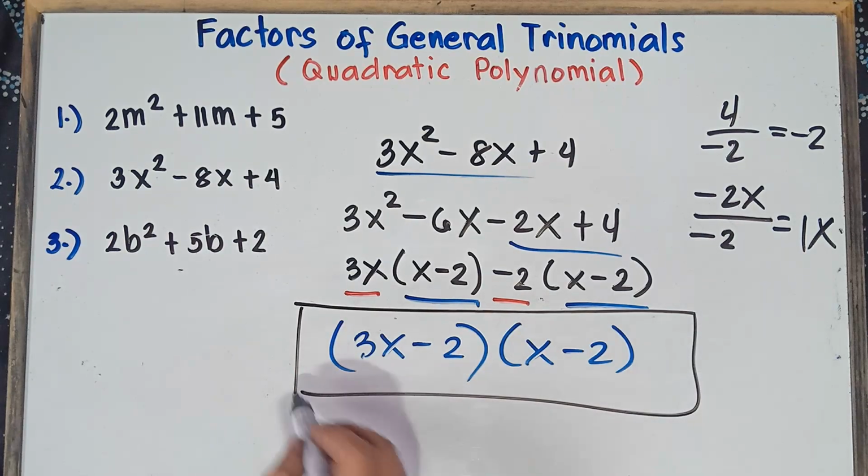Alright, so how about you try example number 3, class? 2b squared plus 5b plus 2. You try example number 3, class, and then you put your answer in the comment section down below. Let me check, class, if you really understand our topic.